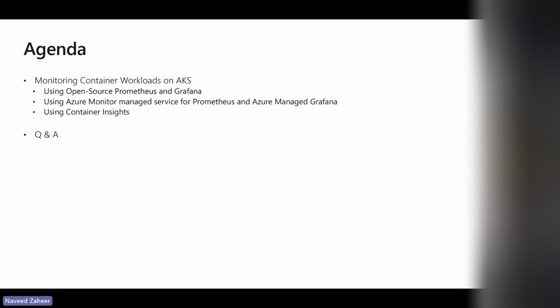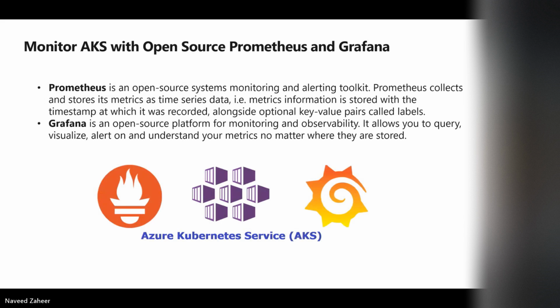Okay, so with that, first of all, we're going to talk about how you can monitor AKS with Prometheus and Grafana. And by the way, some of you may already be familiar with it. Prometheus is an open source monitoring toolkit with a time series database, and it stores metrics information. Grafana is a monitoring and observability tool.